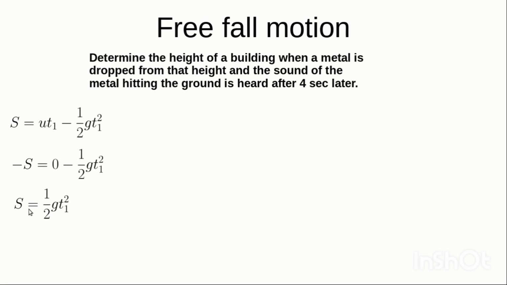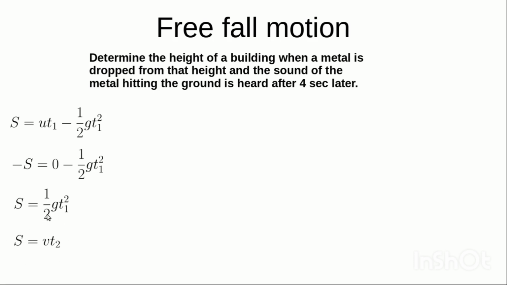The second part of the timing is when the sound travels back to the thrower, which is time t2. We have this formula that takes care of that scenario: S equals vt2, where t2 is the time taken for the sound to travel back to the thrower. It will travel this distance S, no longer 2S, where v is the speed of sound in air. Because this S and this S are equal, we can equate the two of them.